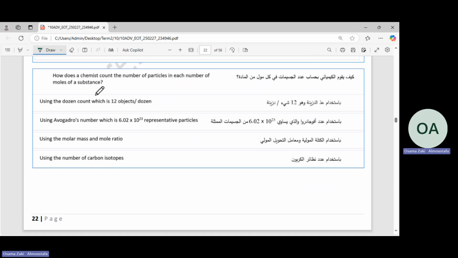From here. So how does the chemist count the number of particles in each number of moles of particles? So they said here how to find the number of particles in 1 mole. So they said here using dozen count, 12. No, not 12. 6.02 times 10 to the power 23. So using Avogadro number, which is 6.02 times 10 to the power 23 representative particles, this is the correct answer. Using molar mass and mole ratio, no. Using the number of carbon isotopes, no, because this is the definition, by the way, one of the definitions of the mole.